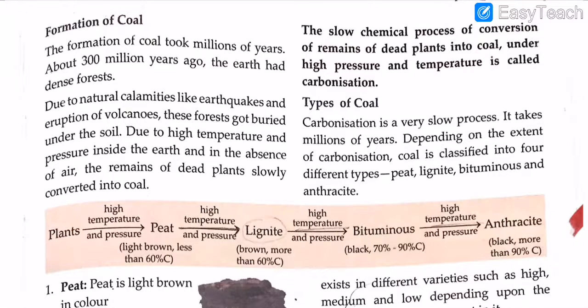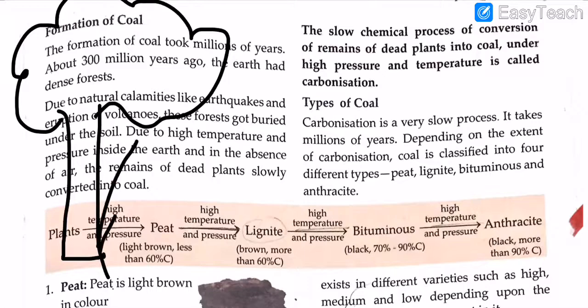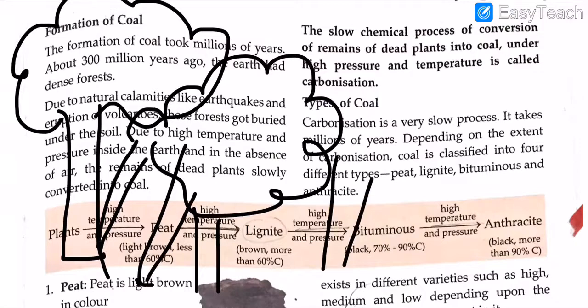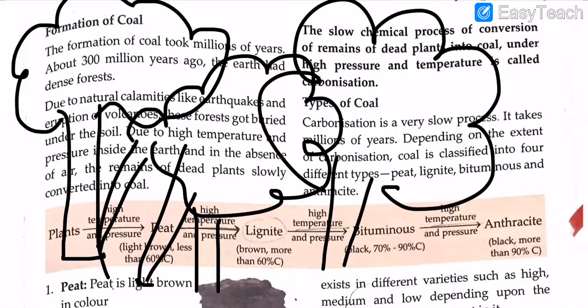The formation of coal took millions of years. About 300 million years ago, the Earth had dense forests. There were just trees all around, and plants as well. Due to natural calamities like earthquakes, when earthquakes occur, forests are probably completely destroyed. 300 million years ago, of course, buildings weren't there, but there were a lot of forests, dense forests to be very specific.